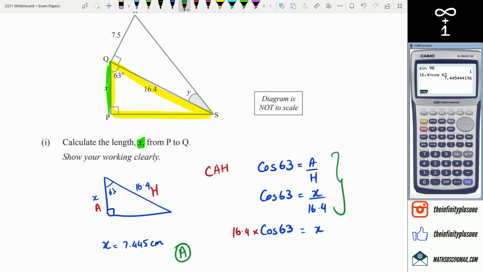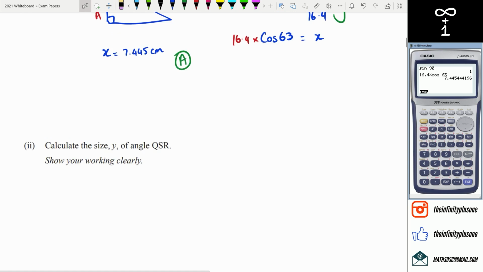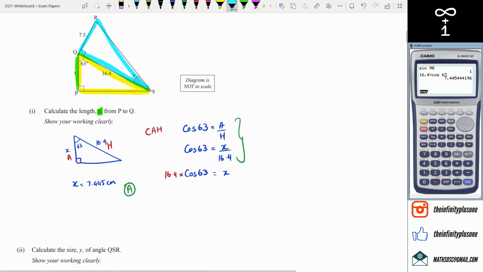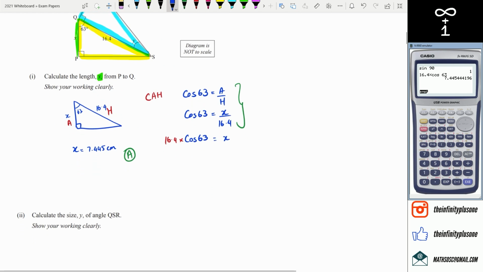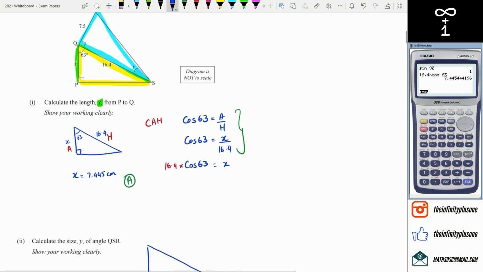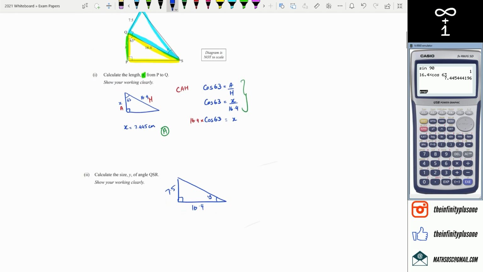Okay, let's go to part 2 of this question. Part 2 asks us to calculate the size of y, angle QSR. QSR is this particular triangle that we're looking at, and we are asked to work out what angle y is. Once again, I'm going to copy that quick sketch of the triangle, and my measurements are 7.5 and 16.4, and then I've got angle y right there.